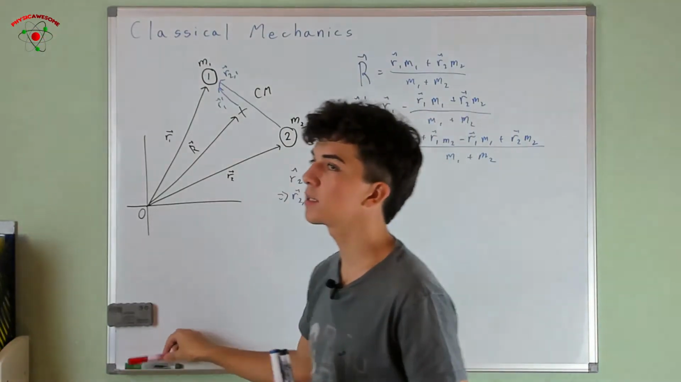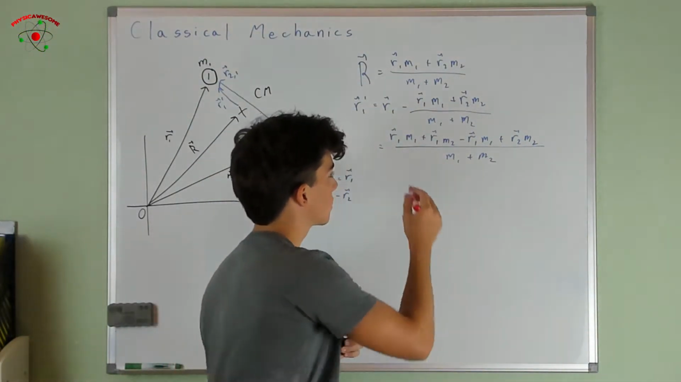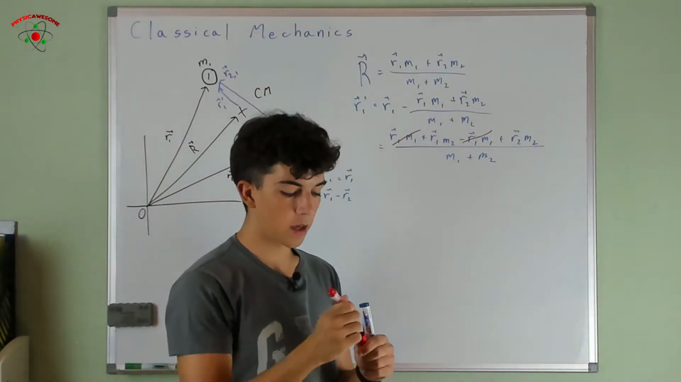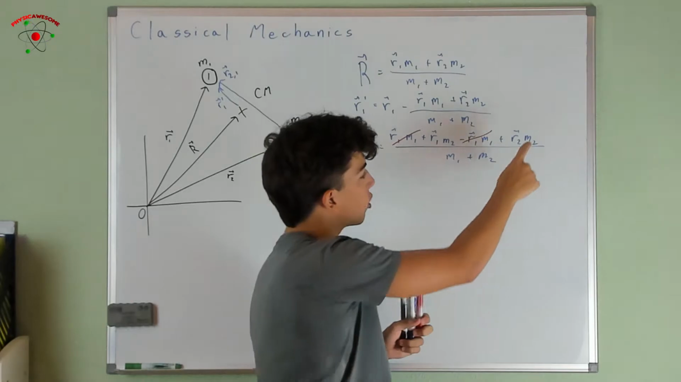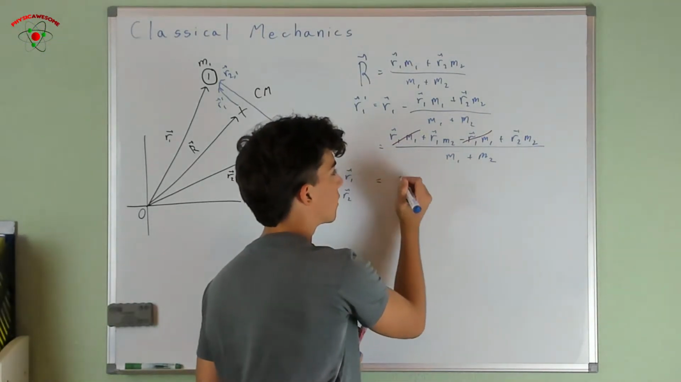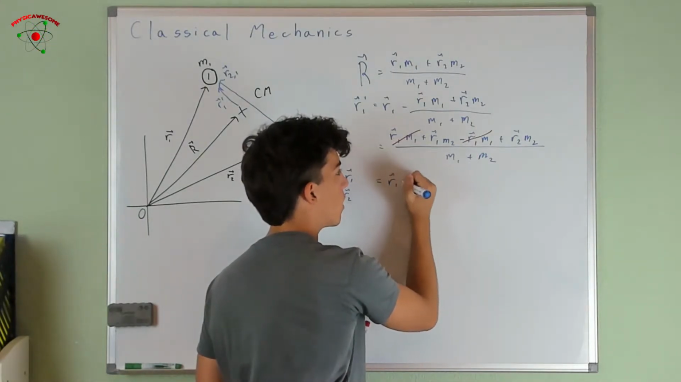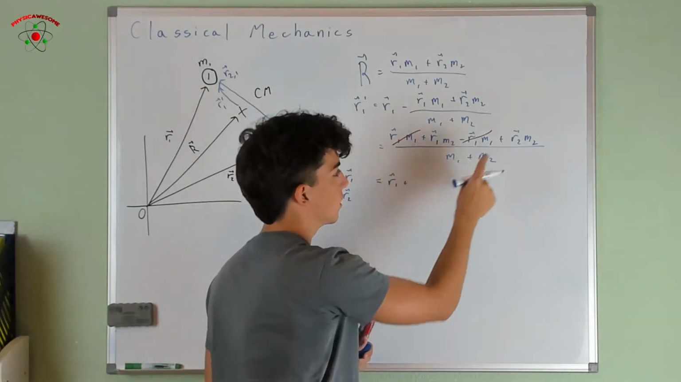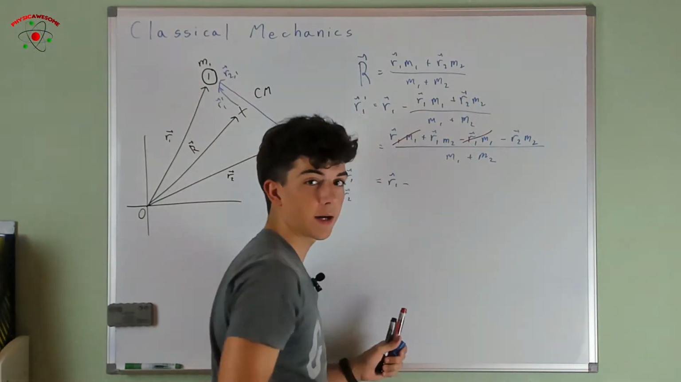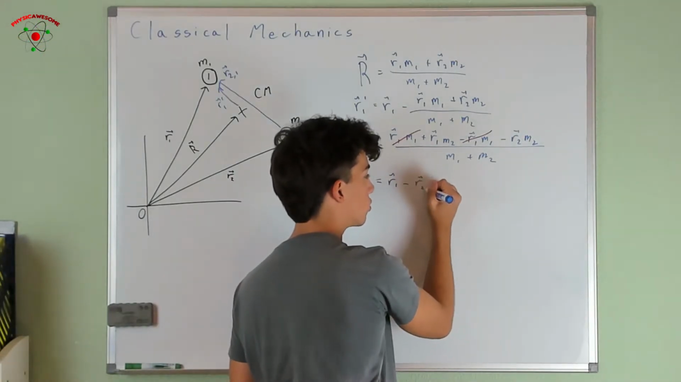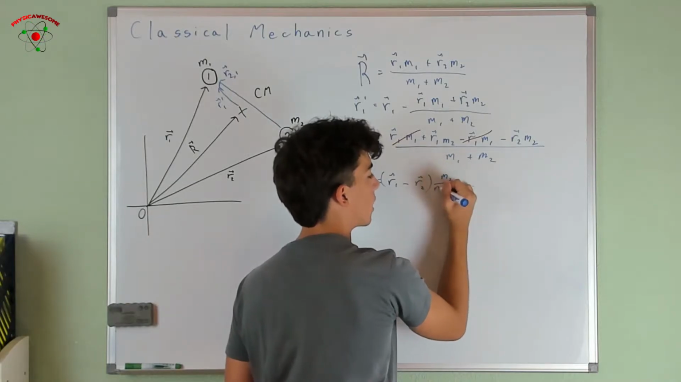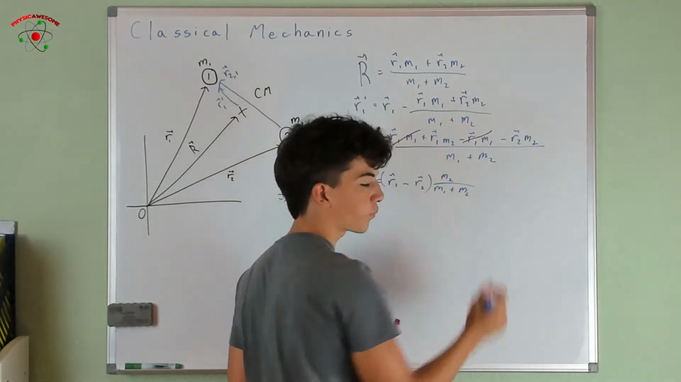Now we see that some cancellations start to appear, as we can cancel R1M1 with this minus R1M1. And also, we can take the common product of M2 out of the equation, so that we get R1 minus R2, all of it times M2 divided by M1 plus M2.